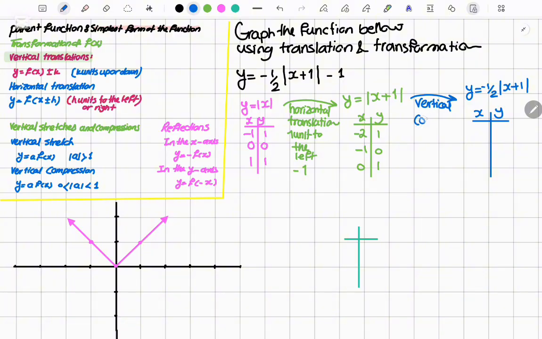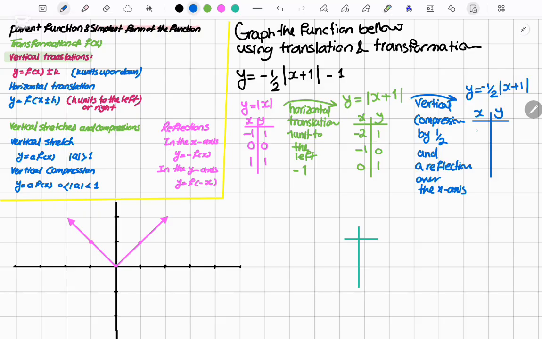So a vertical compression by half, and a reflection, because it's also getting multiplied by negative. Reflection over the x-axis, because all the y's are getting multiplied by negative. So if the y's were positive right there, they're all going to be negative right there. So it's a reflection over the x-axis.